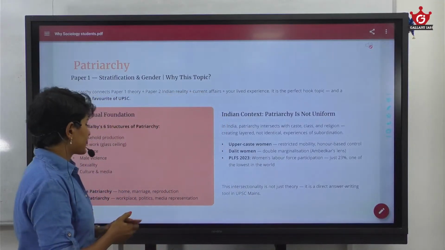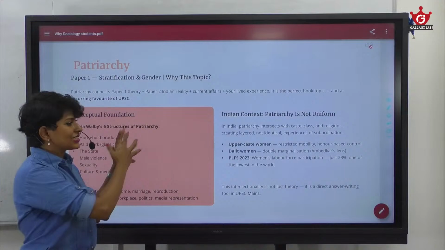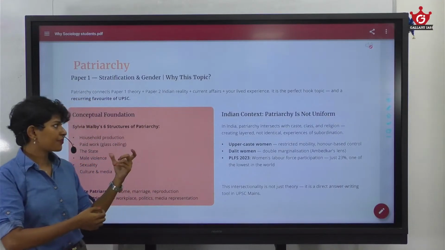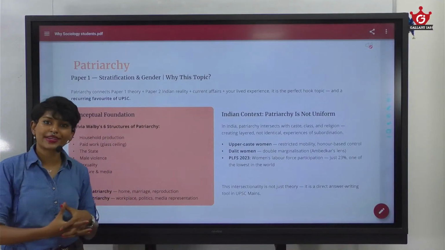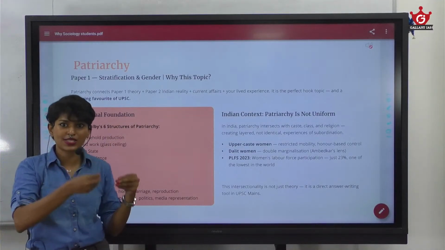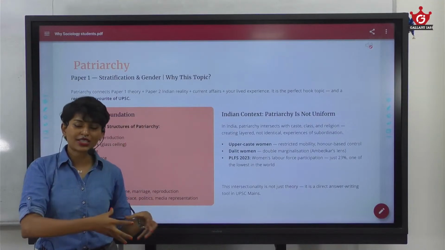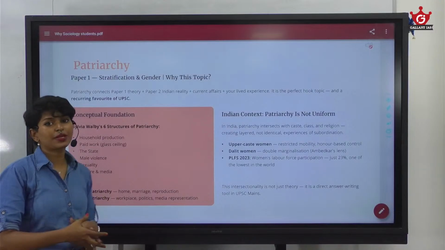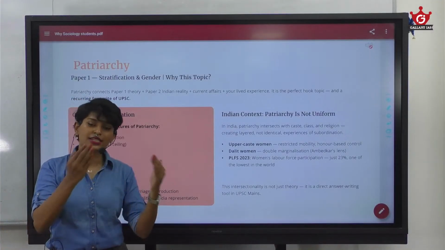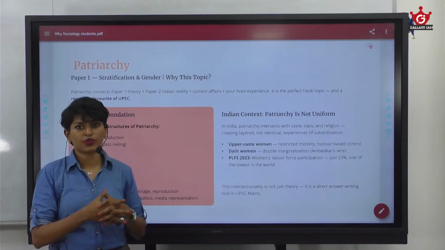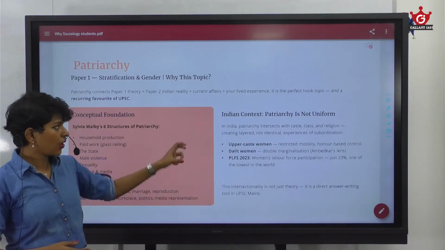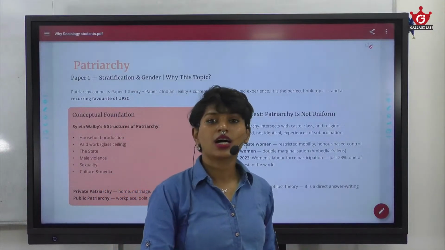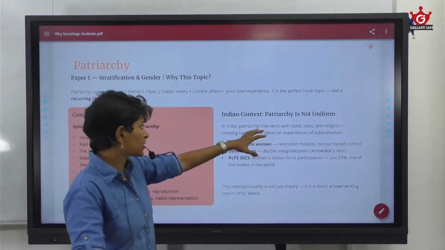So this is about the thinker's perspective, Sylvia Walby, talking about how patriarchy is visible through different structures in society, especially private as well as public patriarchy. She has categorized it into 2 also. Now let's understand the Indian context, and I hope you would agree to the point.